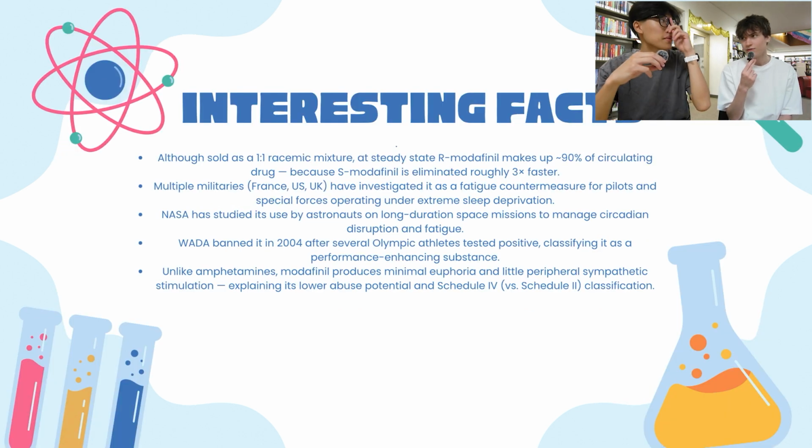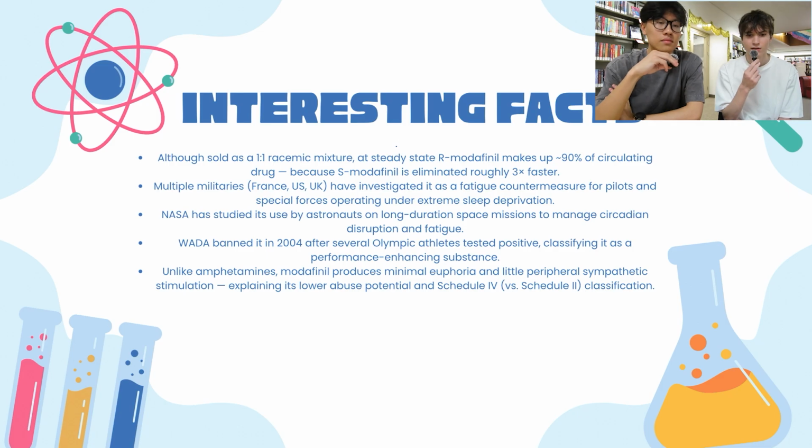Okay. There are a lot of interesting facts about modafinil. Firstly, although it's sold as a 1-to-1 racemic mixture, at a steady state, armodafinil makes up 90% of the circulating drug. This is because S-modafinil is rapidly eliminated. It's eliminated 3 times faster than the R enantiomer.